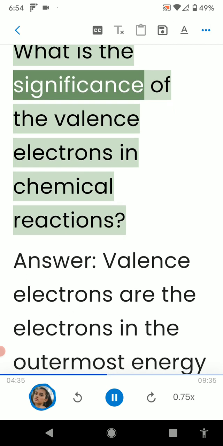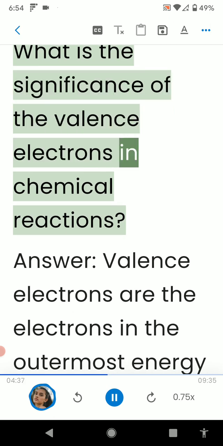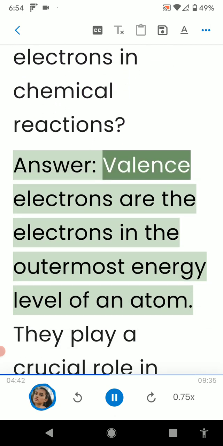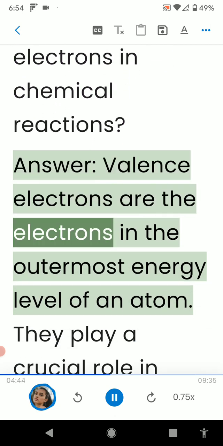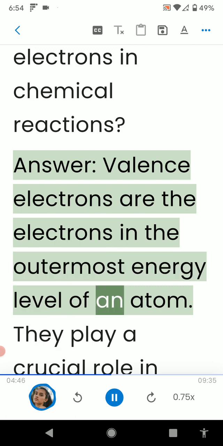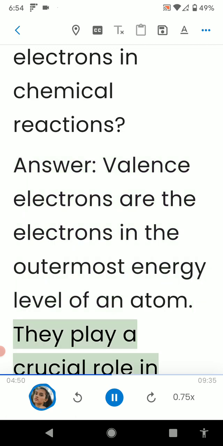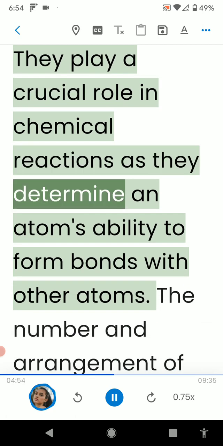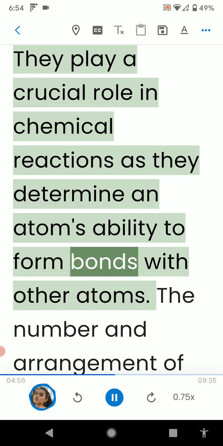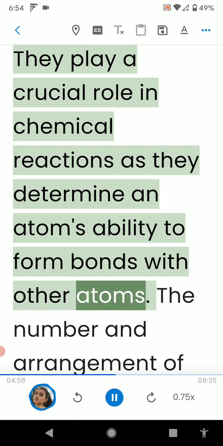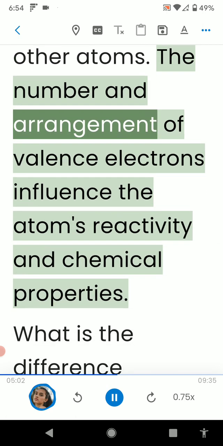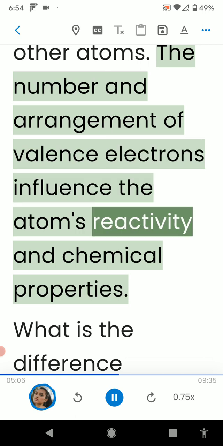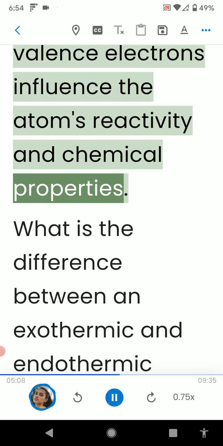What is the significance of the valence electrons in chemical reactions? Answer: valence electrons are the electrons in the outermost energy level of an atom. They play a crucial role in chemical reactions as they determine an atom's ability to form bonds with other atoms. The number and arrangement of valence electrons influence the atom's reactivity and chemical properties.